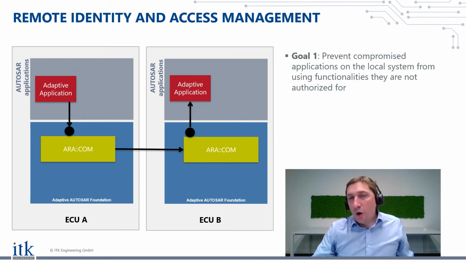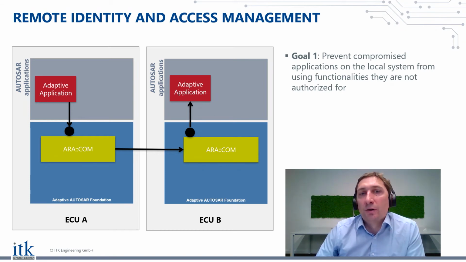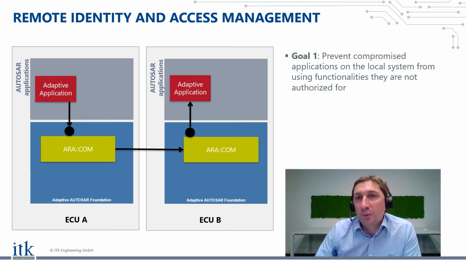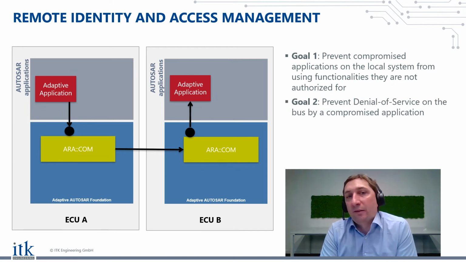This shall prevent, of course, unintended access on resources provided by ECU B. And it shall prevent denial of service attacks by checking permissions on ECU A.